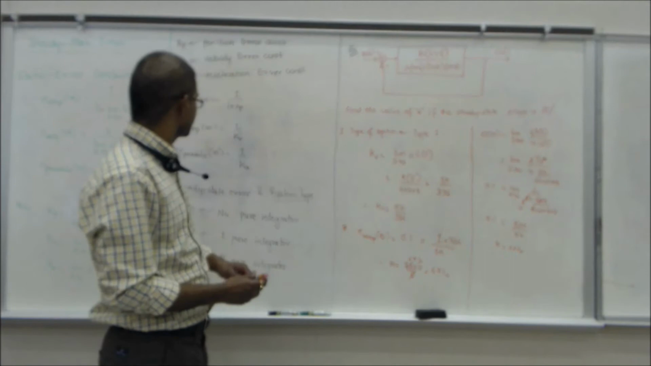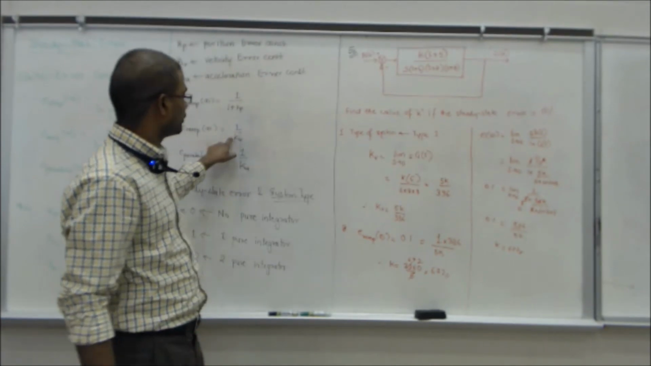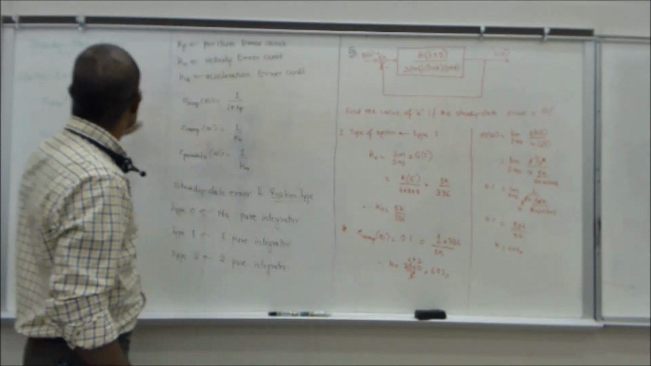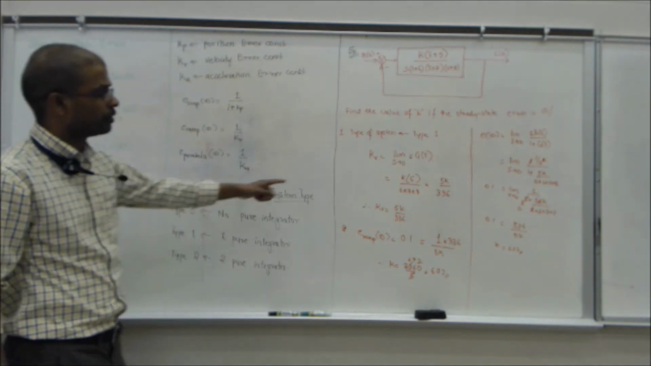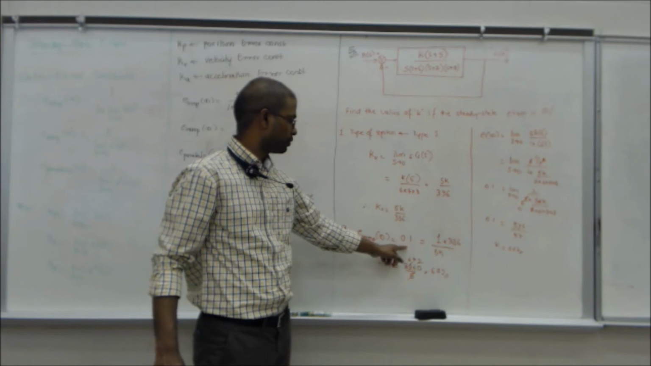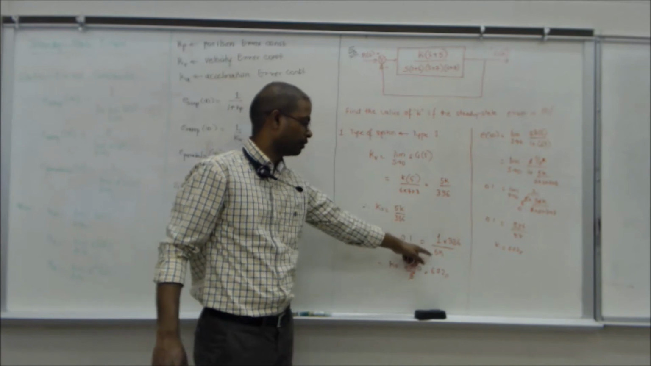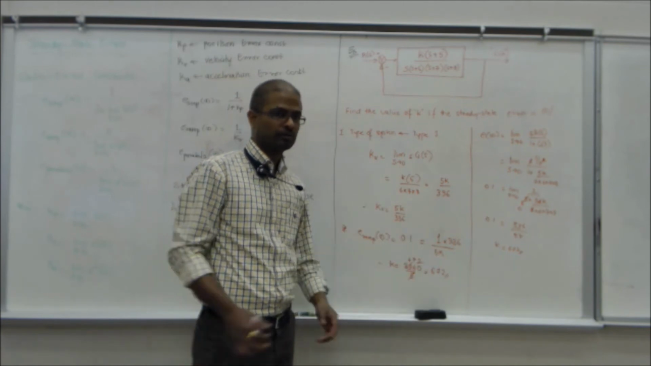E ramp by definition is 1 over kV. We found kV, which is, limit this thing. There's a value for kV in terms of kV, right? We just substituted that and we found it. Okay, fine. That's it.